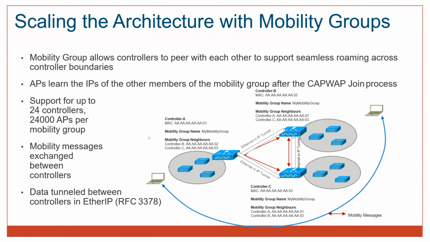Configuration is again easy. You have to define the VLANs. You have to define the speed and the frequencies like 5 GHz or 2.4 GHz, etc. Then it will get configured. So a mobility group allows controllers to pair with each other to support seamless roaming across the controller boundary. We are using these mobility groups just for roaming purposes, right?